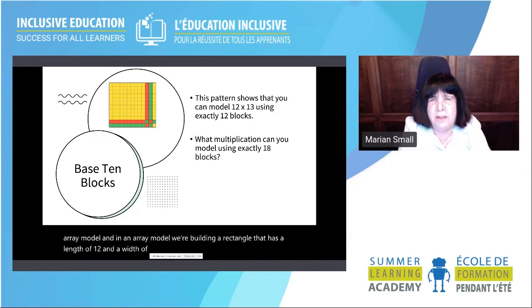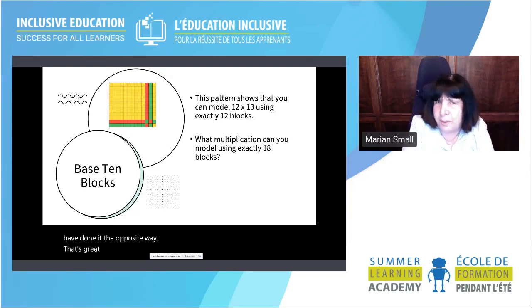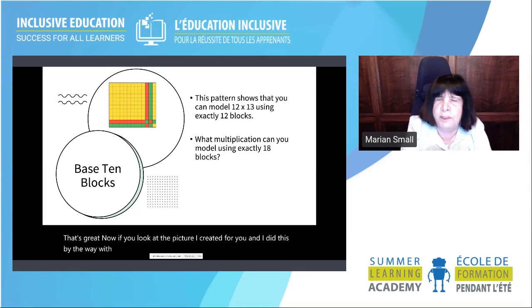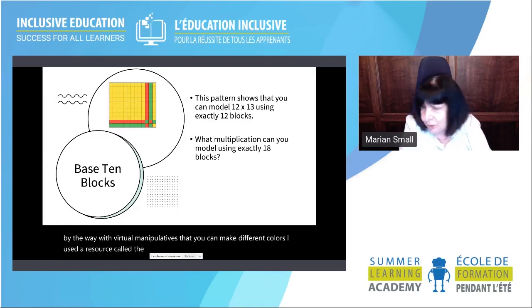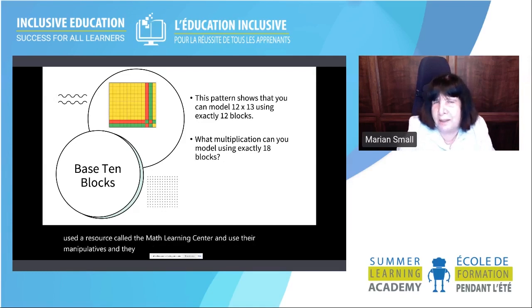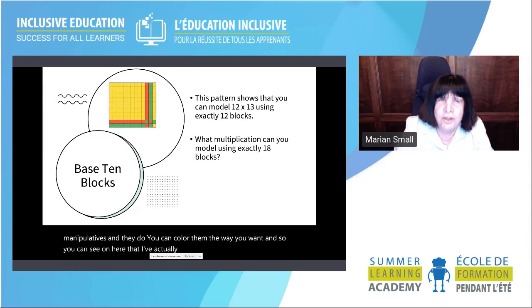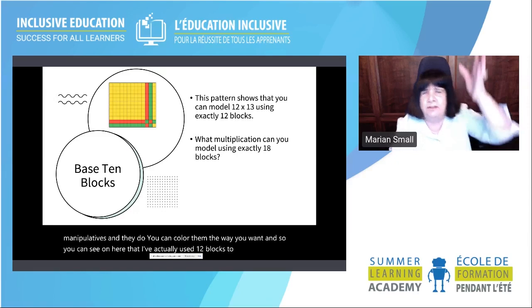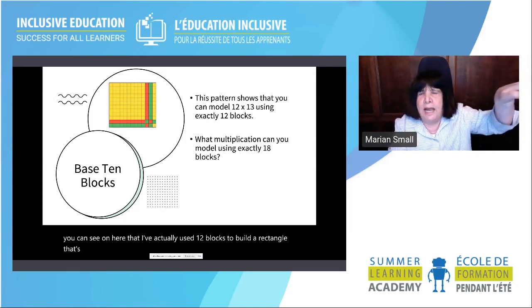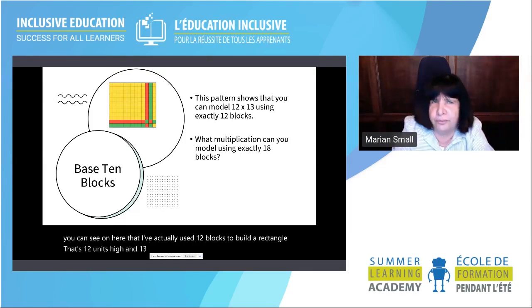That's great. Now, if you look at the picture I created for you, and I did this, by the way, with virtual manipulatives that you can make different colors. I used a resource called the Math Learning Center and used their manipulatives. And you can color them the way you want. And so you can see on here that I've actually used 12 blocks to build a rectangle that's 12 units high and 13 units across.